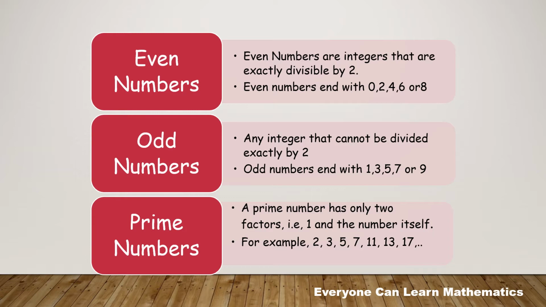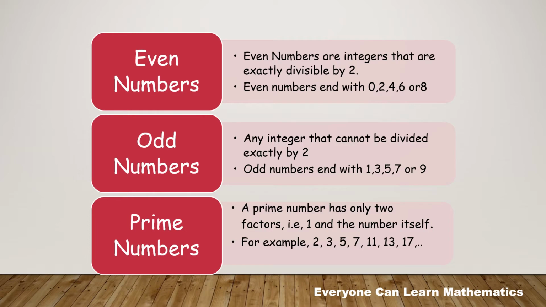The first one is even numbers. Even numbers are all the numbers that can be divisible by 2. That means the number can be divided into two equal groups. The easier way to know if a number is an even number is to see its last digit. If it ends with 0, 2, 4, 6 or 8, that means it's an even number.